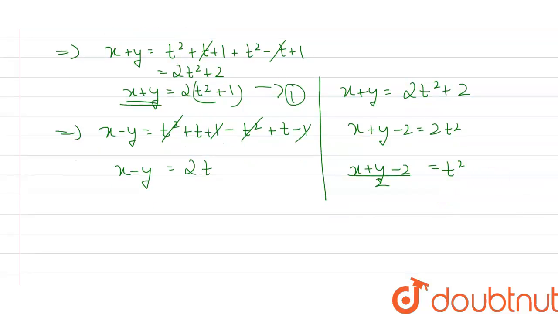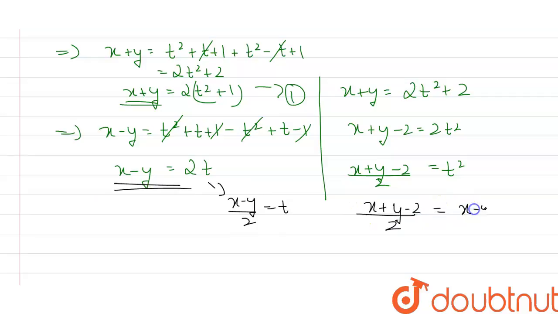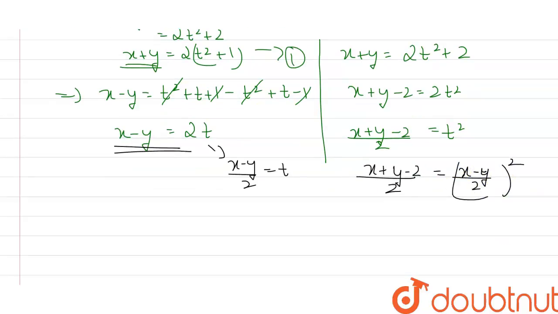Now do we know the value of t? Exactly, from this, the value of t will be (x - y)/2. I can also write (x - y)/2 = t. So this equation will become (x + y - 2)/2 = ((x - y)/2)².